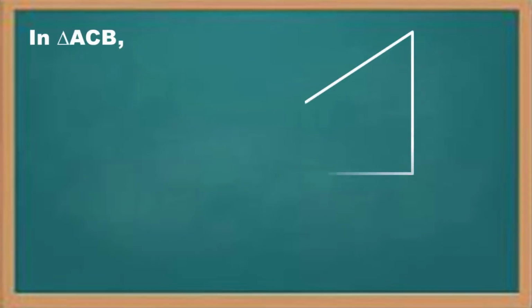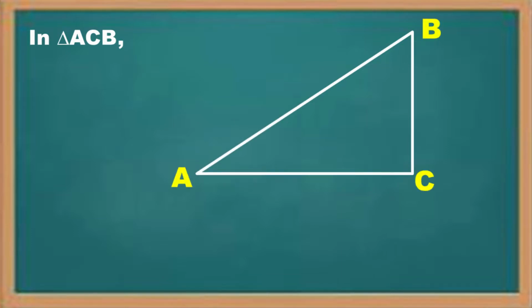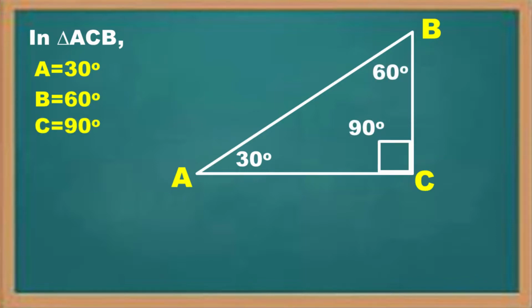In the right triangle ACB below, angle A is 30 degrees, angle B is 60 degrees and angle C is 90 degrees. The side opposite the 30-degree angle is the shorter leg. The side opposite the 60-degree angle is the longer leg. The longest side is the hypotenuse.